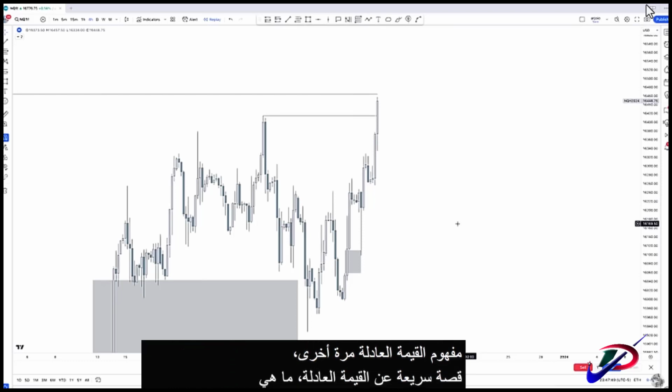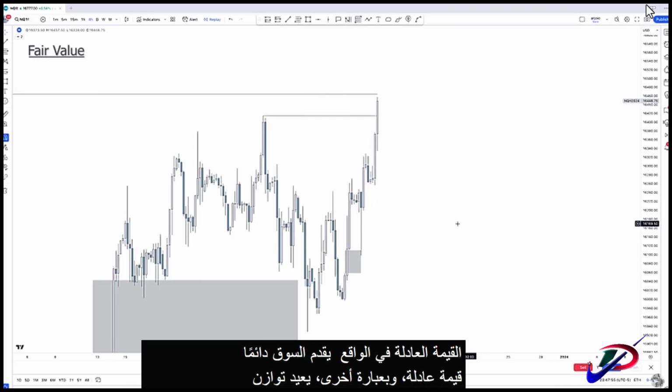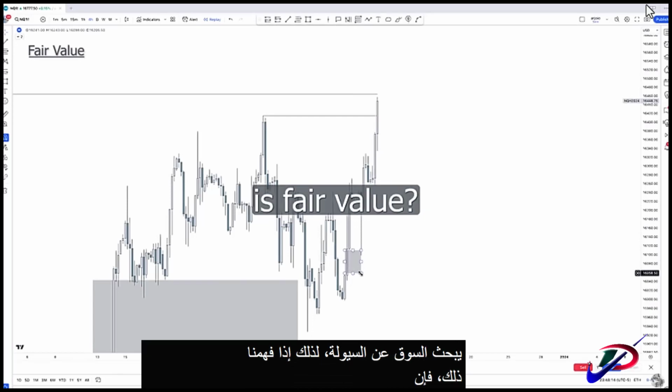Again, a quick story on fair value. What actually is fair value? The market is always offering fair value. In other words, rebalancing something. Those are the same things, fair value and rebalancing. Or the market is seeking liquidity. So if we understand that, then what actually is fair value?